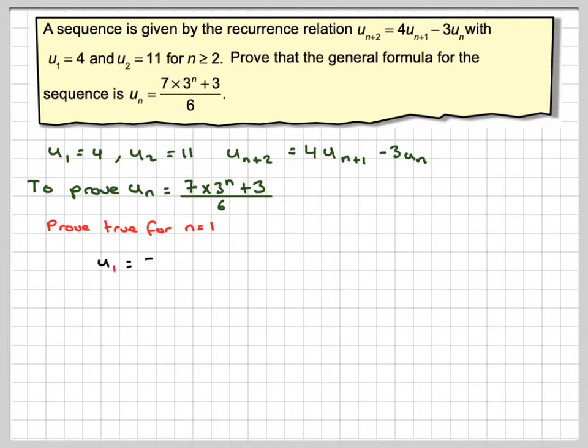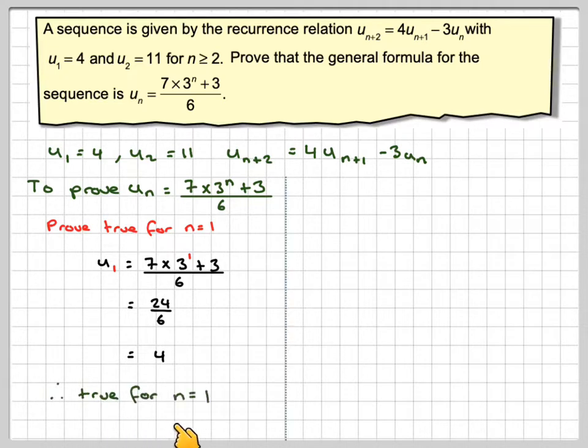So if we make n = 1, u_1 = (7 × 3^1 + 3)/6. So that becomes 7 times 3, which is 21, plus 3, which is 24, over 6. 24 divided by 6 is 4, which is what we wanted u_1 to be. And therefore, true for n = 1.